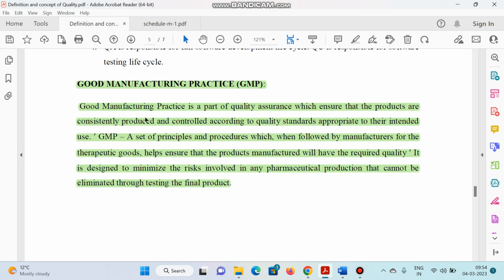So GMP basically provides a required standard of procedure, कि इस तरह से ये procedure आपको follow करना है, so as to maintain the quality, to ensure the quality of the product. That's why it is written over here.